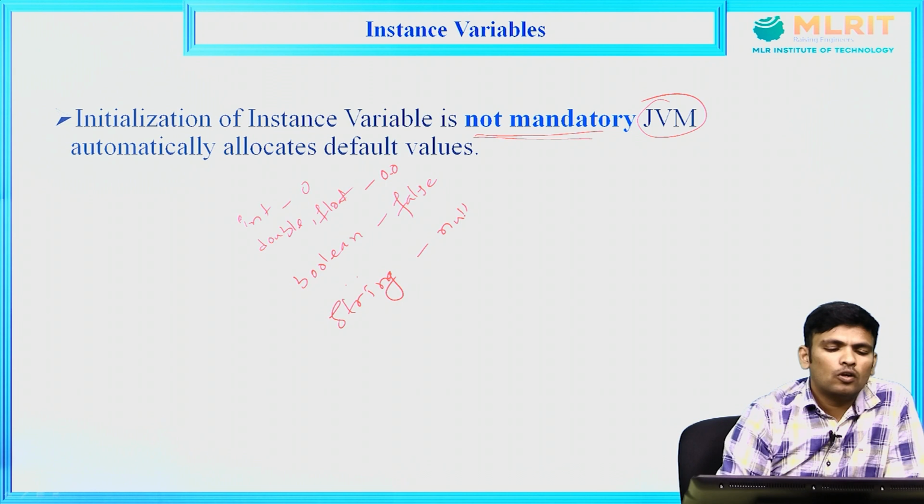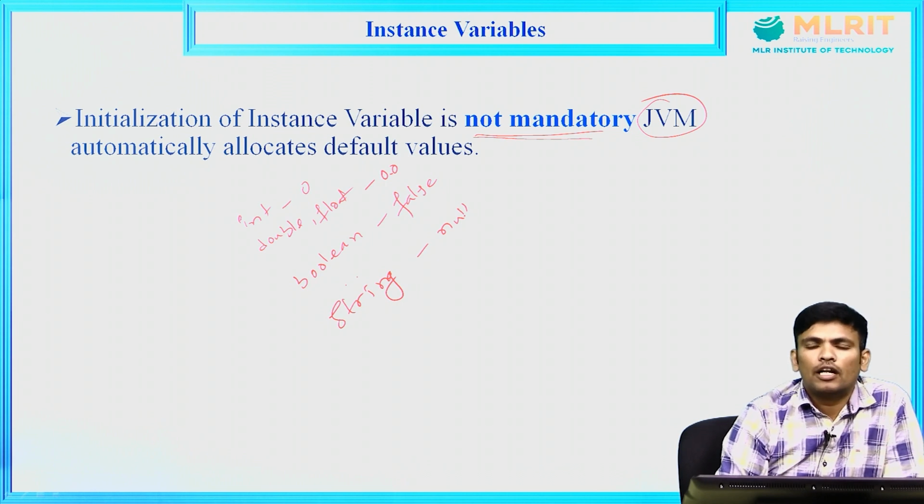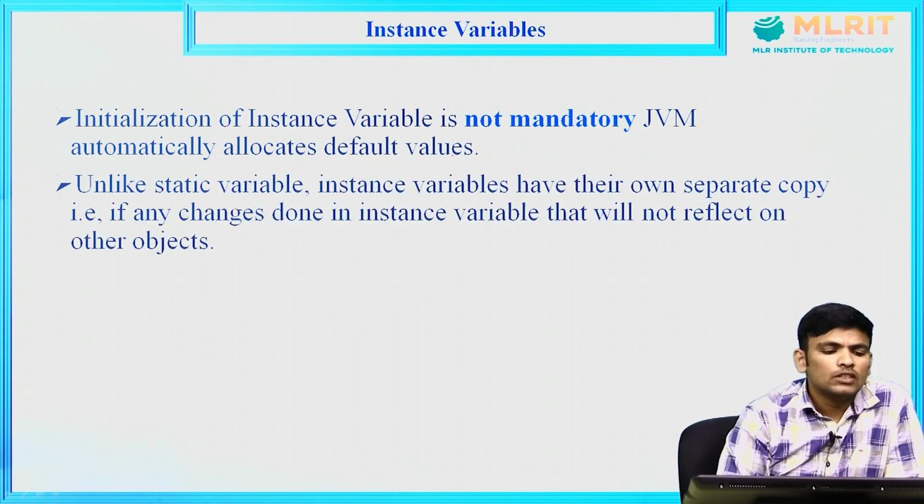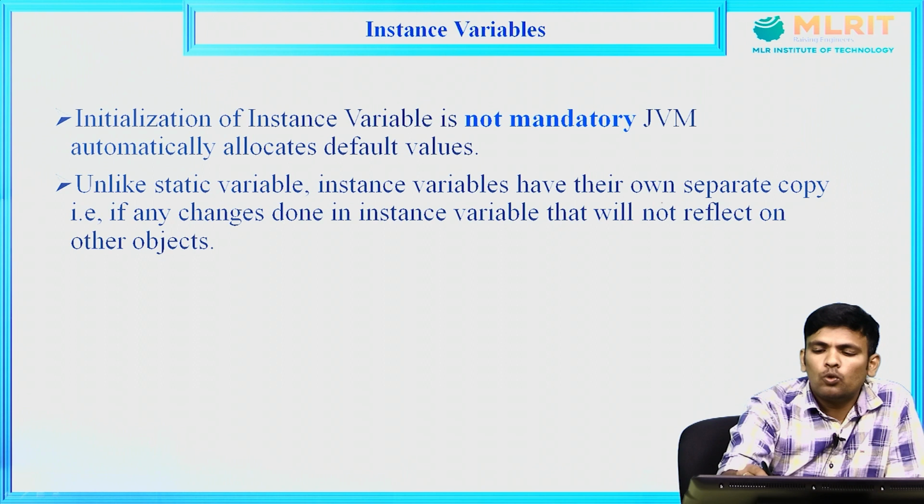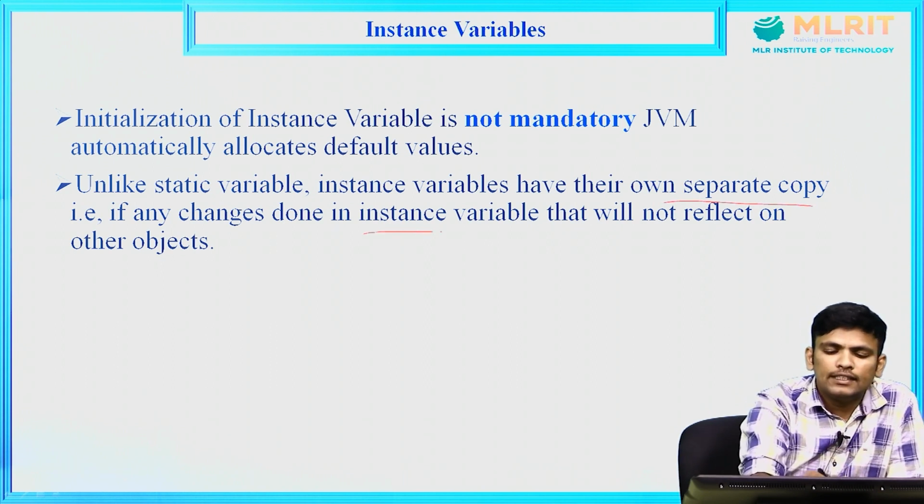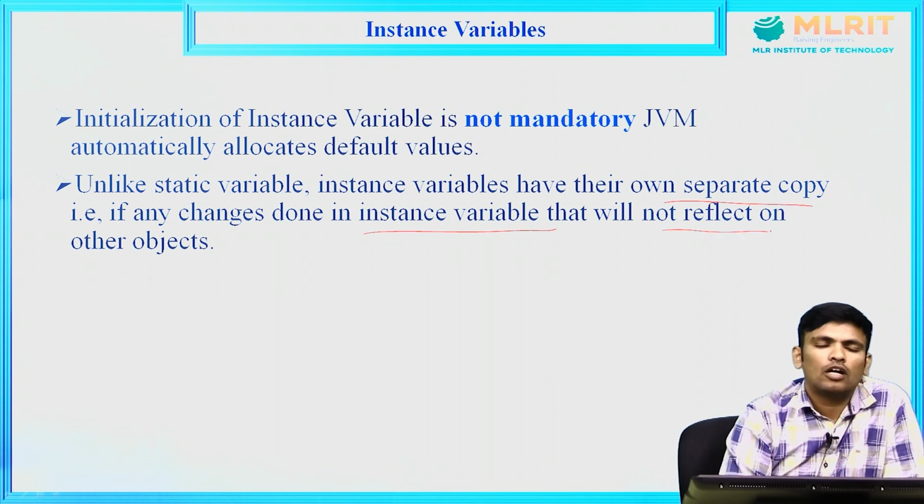So if you are not initializing an instance variable, the JVM will assign the default values. Unlike a static variable, instance variables have their own separate copy. So if any changes are done in an instance variable, that will not reflect on other objects.